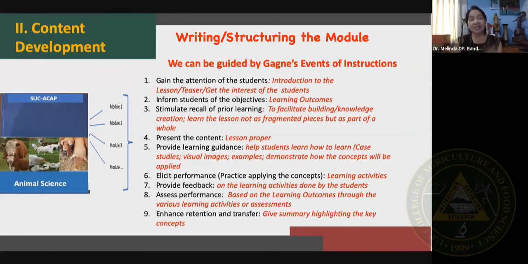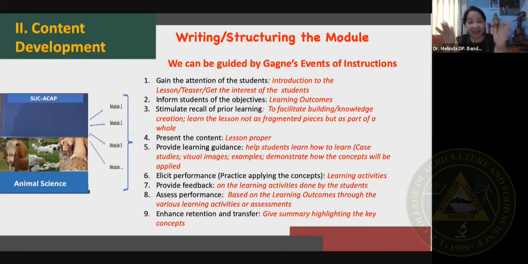And of course, the last activity in the instruction is to enhance the retention and probably transfer to the next level of learning, etc. In here, we give a summary, highlighting the key concepts of what they have to learn, what they have to remember, what they have to recall, as foundation of further learning.